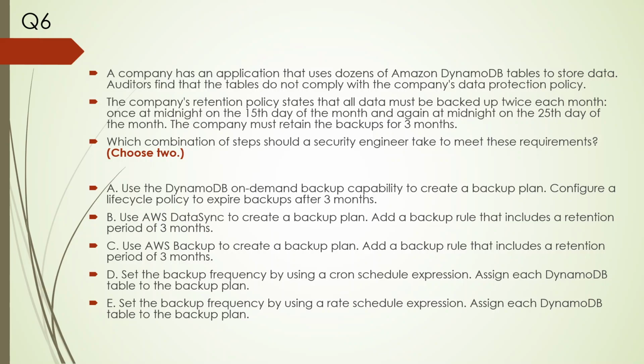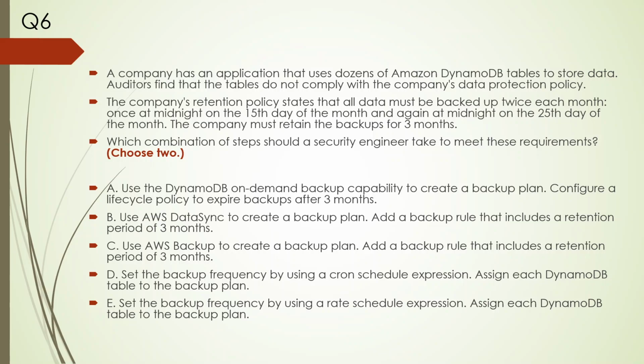A company has an application that uses dozens of Amazon DynamoDB tables to store data, and auditors find that the tables do not comply with the company's data protection policy. The company's retention policy states that all data must be backed up twice each month, once at midnight on the 15th of the month and again at midnight on the 25th of the month. The company must retain the backups for 3 months. Which combination of steps must a security engineer take to meet the requirement? You need to choose two.